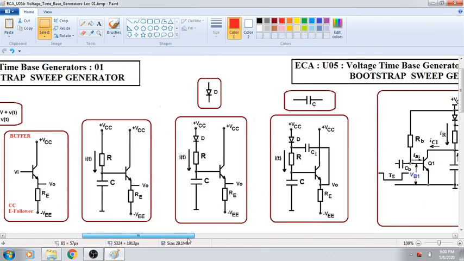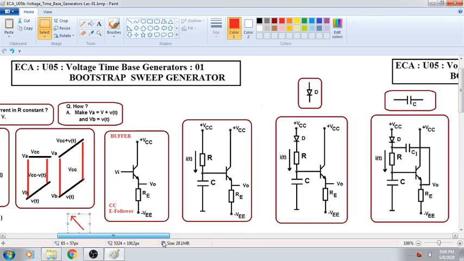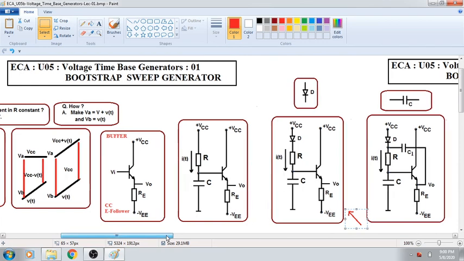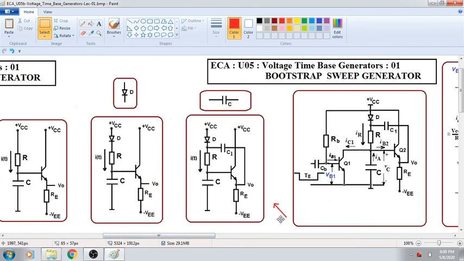And then, how do we make it a practically workable circuit? We make it practically workable by making sure that the diode takes care of the current direction, and then when the diode is reverse biased, this capacitor takes care of supplying the current to this resistor. If you remember this, and the last stage, the transistor we are using as a switch here, then this makes the bootstrap sweep generator.